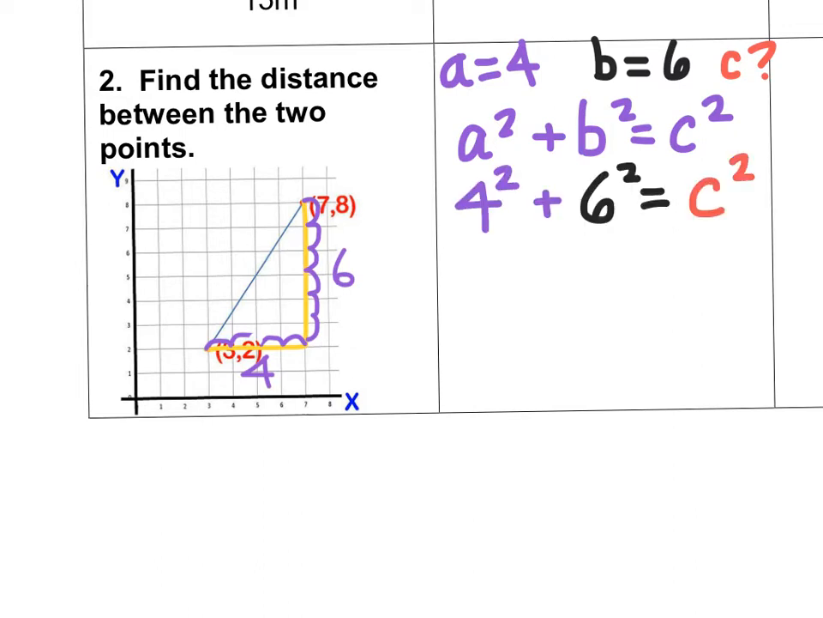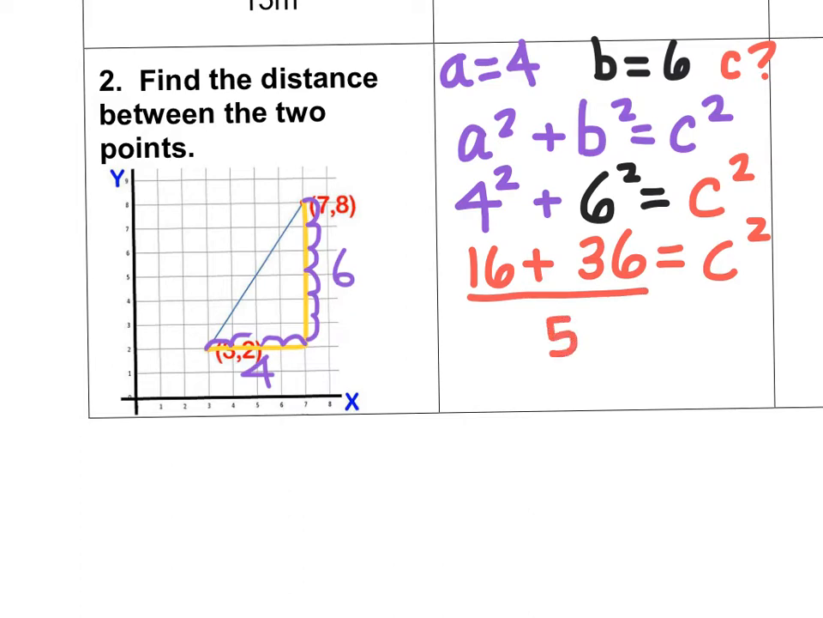So we substitute 4 for a, so we have 4 squared plus 6 squared equals c squared. 4 squared is 16. 6 squared is 36. The c squared is already isolated, so we simply have to combine these terms. So 16 plus 36 is 52. That's equal to c squared.